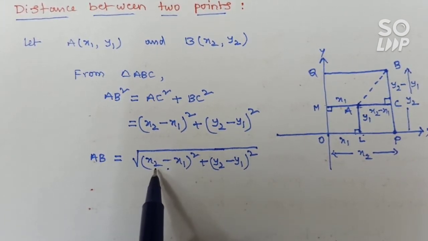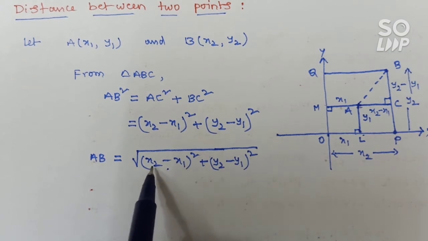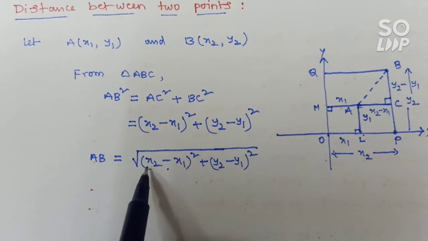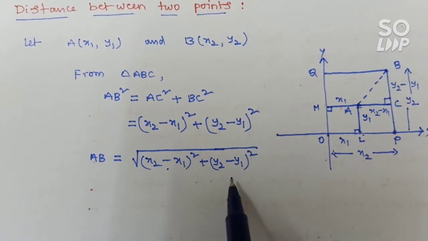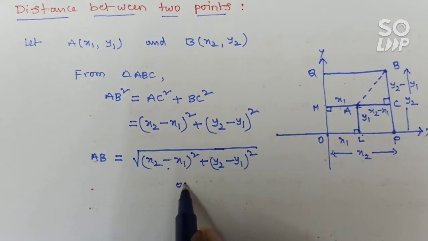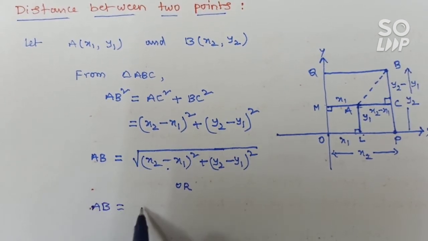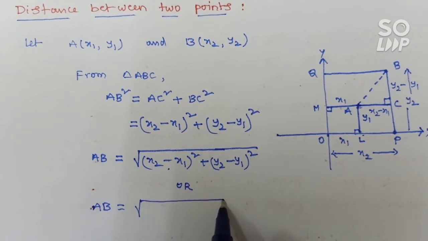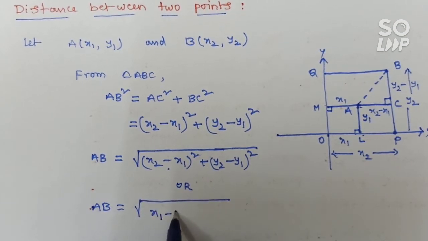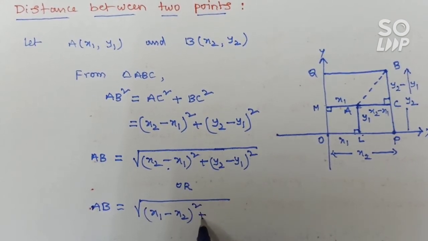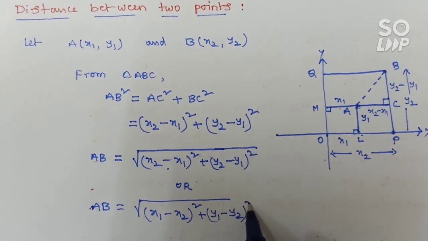So you can write either x2 minus x1 or x1 minus x2. Why? Because by taking the negative sign it becomes positive. Here the power is 2, and in this one also the same thing. So here you write AB is equal to the square root of (x1 minus x2) whole square plus (y1 minus y2) whole square.